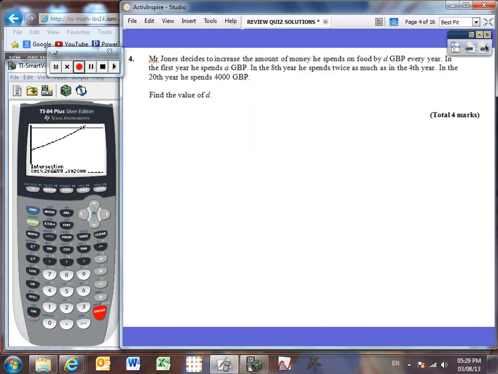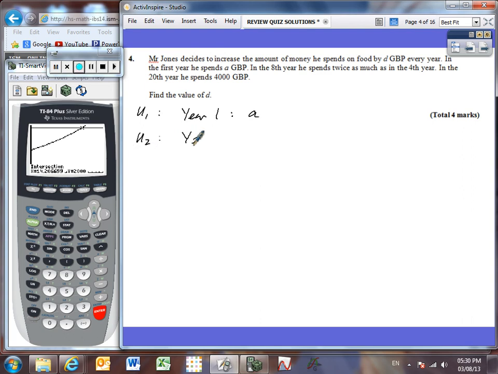Let's go on now to number 4. Mr. Jones decides to increase the amount of money he spends on food by D pounds every year. In the first year, he spends A pounds. All right, let's write this down. So in year 1, he spent A. You can think of this as your first term.